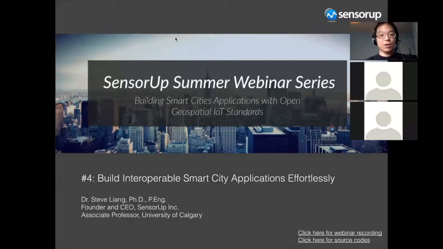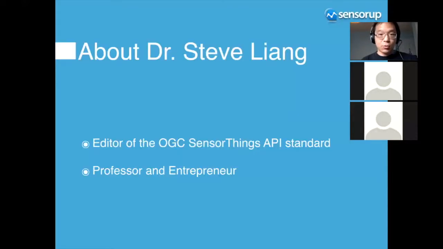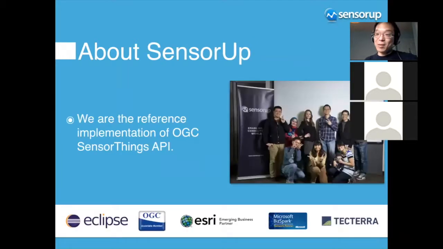Okay, so today we're going to talk about how to build interoperable smart city applications effortlessly. When I talk about interoperable, that means you can build your smart city applications by using the open standards. So let's dive into the webinar. I'm an editor of the SensorThings API, so trust me, I know what I'm talking about. SensorUp, we have the reference implementations. I think we know what we're doing.